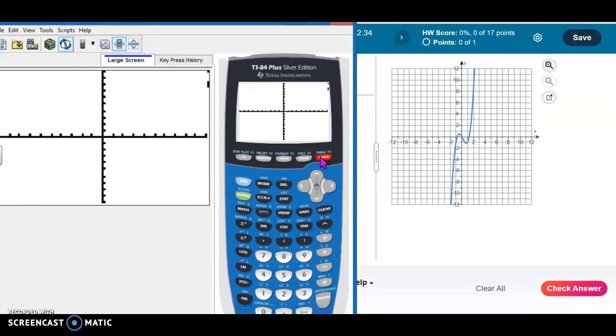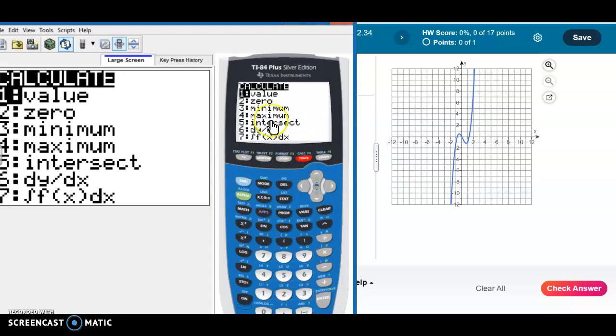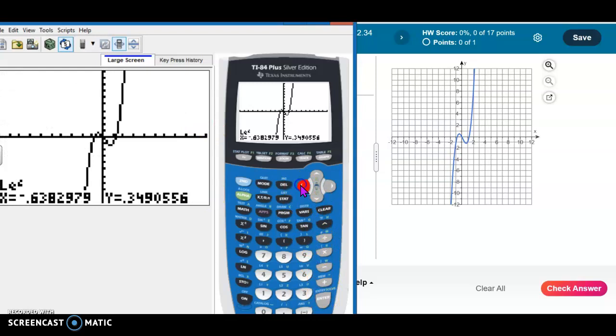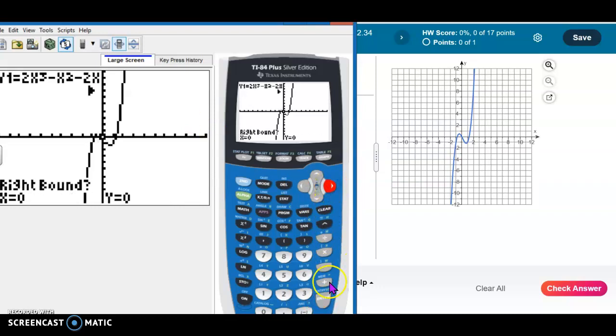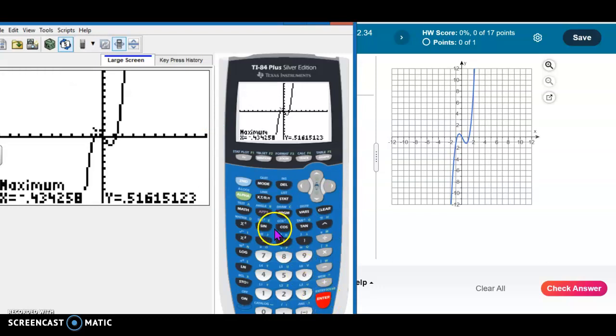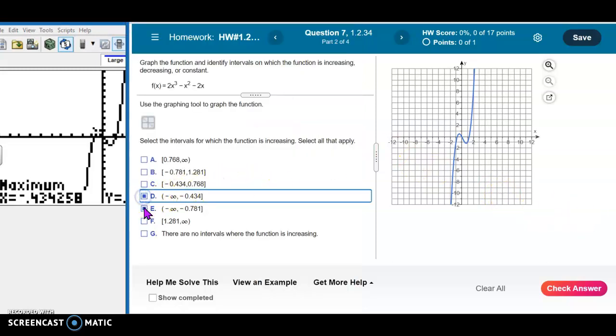So let's show you how to do that. If you go to second trace, there's that calculate option, and you can actually click on maximum. The first question wants you to get to the left of it. So you just tab over to the left, because some polynomials will have more than one maximum, and they want to know which one you want to talk about. Then I'm going to get over to the right of that turning point, and then I'm going to hit enter again, because they want you to get closer. Oh, look at that. It's negative 0.43. Good thing I double checked my answer.